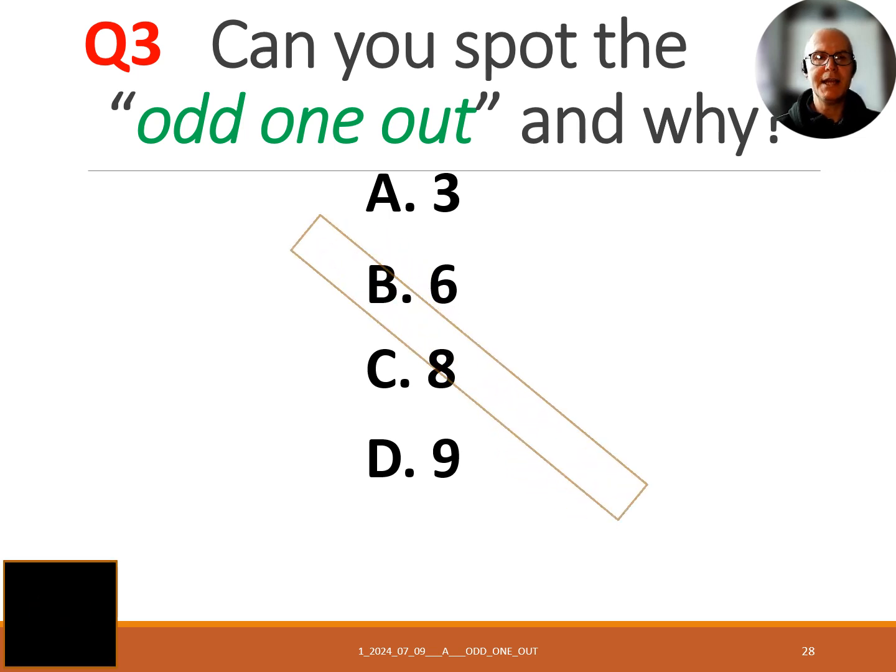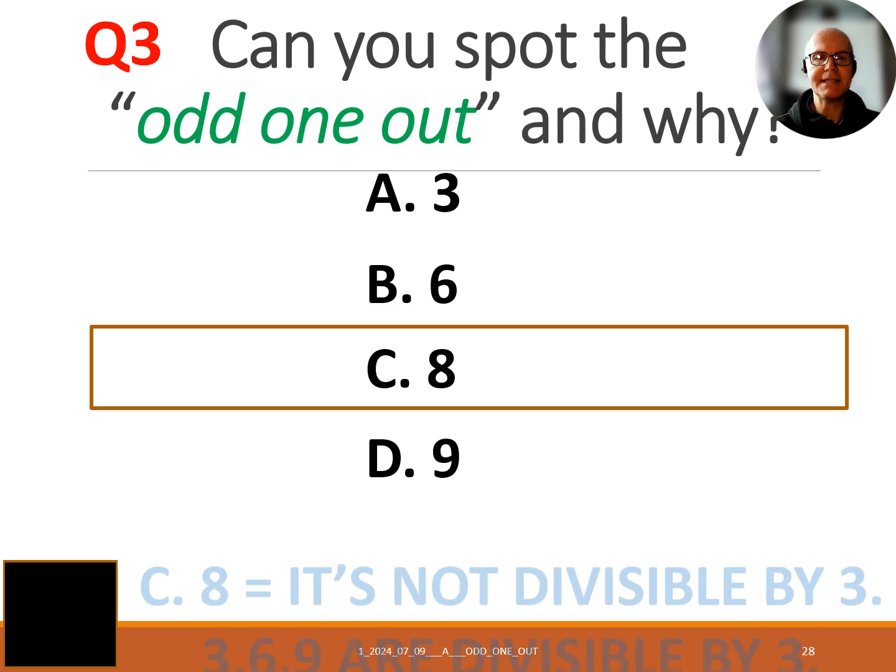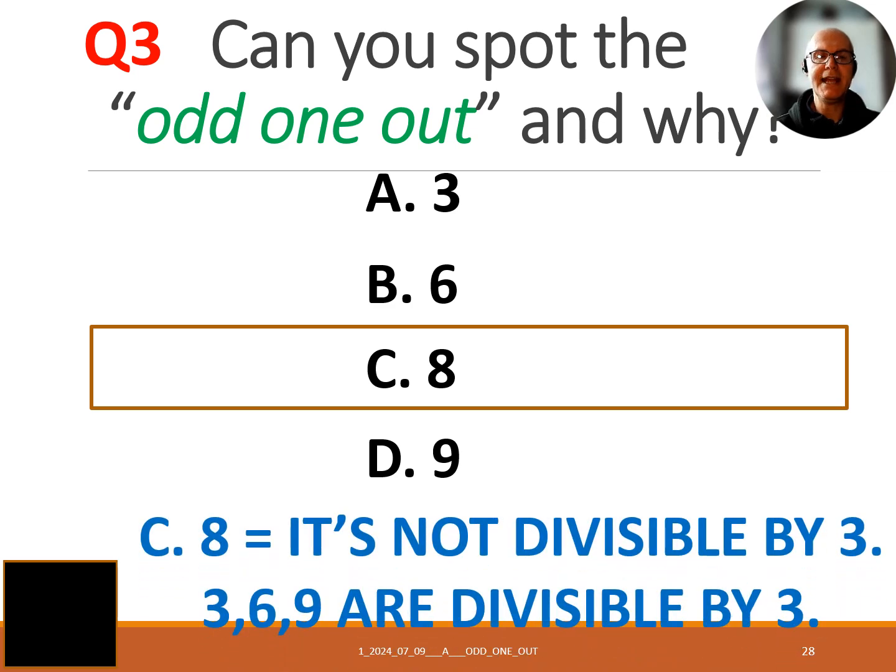For this question, it was C, 8, because 8 is not divisible by 3. 3, 6 and 9 are all divisible by 3. They're all part of the 3 times table. 8 is not.